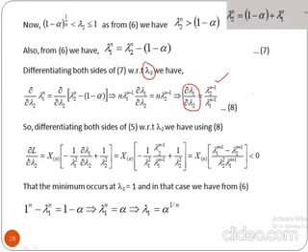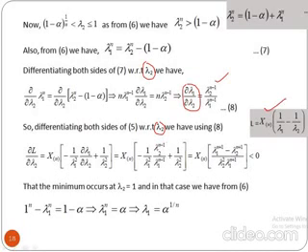Now differentiating both sides of equation number 5 with respect to lambda 2. As you can see, here is lambda 2. So differentiating both sides of equation number 5 with respect to lambda 2, we get this, and somewhere in the middle we get this expression. The value of this expression is already available from equation number 8, so we replace this value there, and then we find that this is greater than 0.